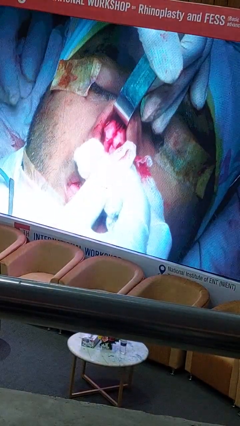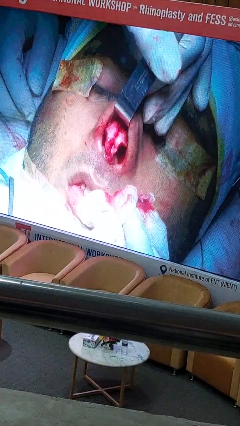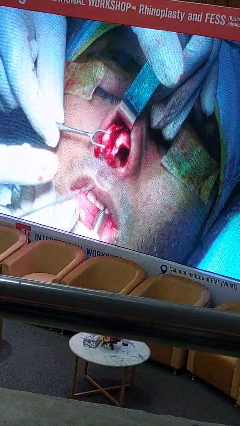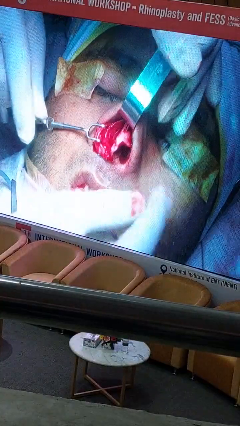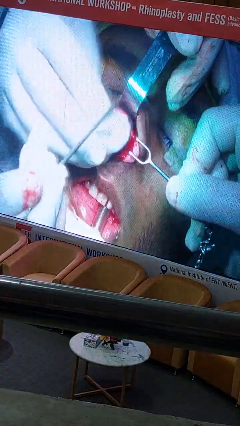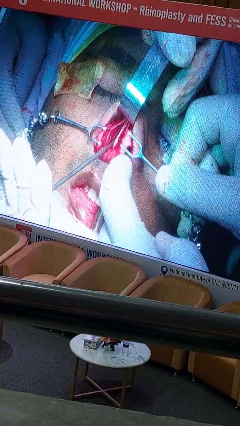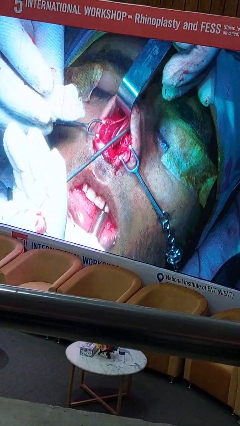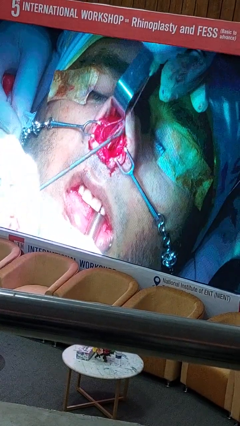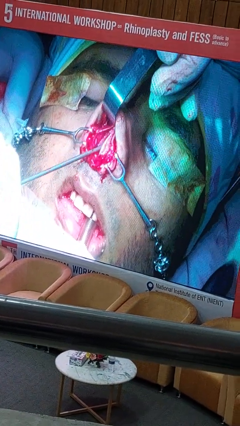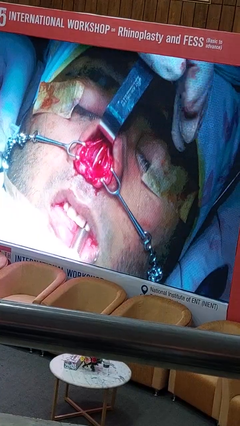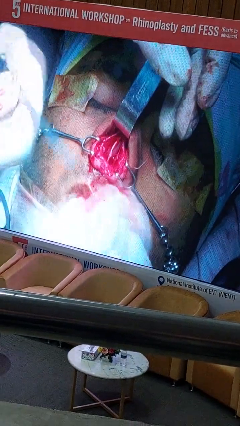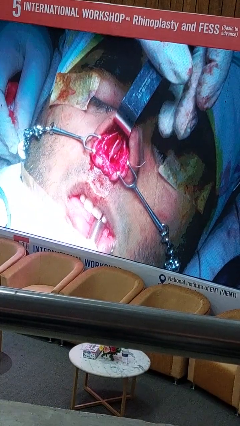Now put the reflector so everyone can see. Columellar bleeding. So for paramedian osteotomy, first, for every osteotomy, two or three things are important.